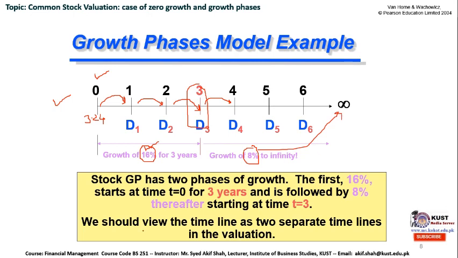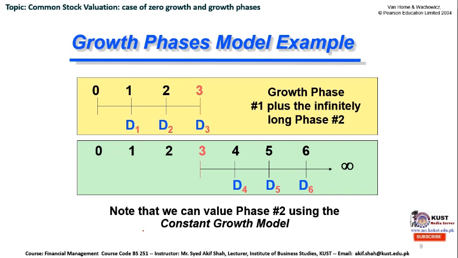So let's see. We can divide this timeline into two different phases, like in this fashion. The timeline starts from 0 up to the third time period, where the dividend is supposed to grow at the rate of 16%. We can say that this timeline is quite similar to the mixed stream, where we will discount the different D1, D2 and D3 with the given discount rate.